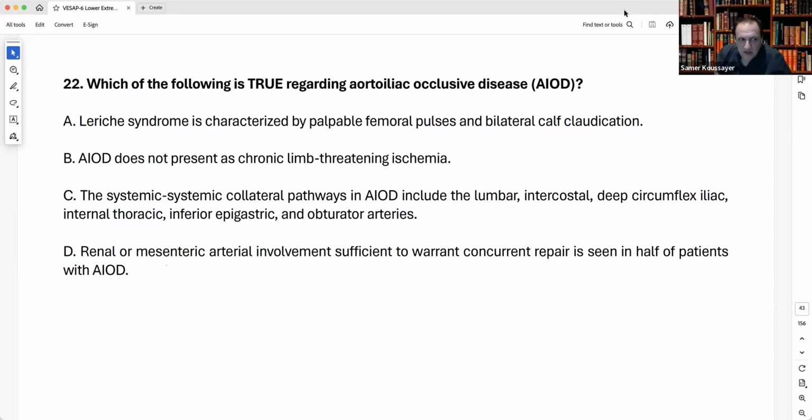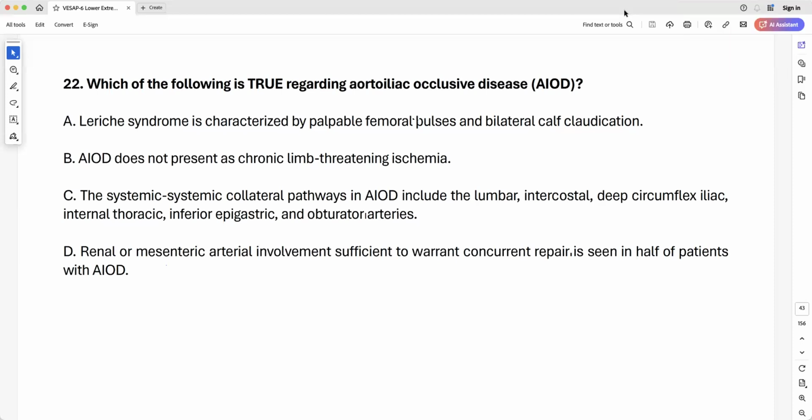So even if you don't know C is right, because all of the others are wrong, C should be the correct one. They have systemic collaterals, which come from the costal, circumflex, epigastric, or obturator arteries. All this we call the systemic collaterals. What other collaterals do they have? From the inferior mesenteric to the internal iliac?